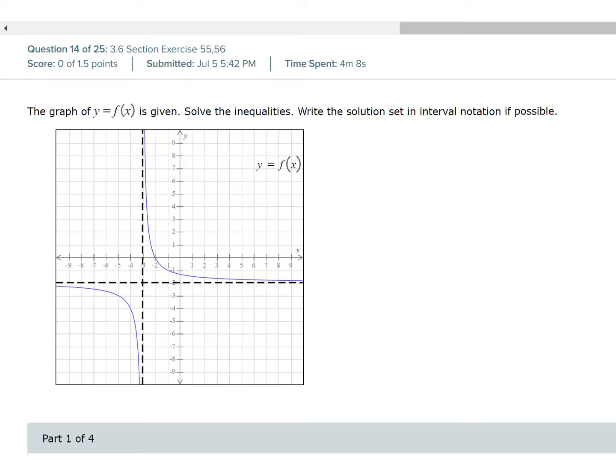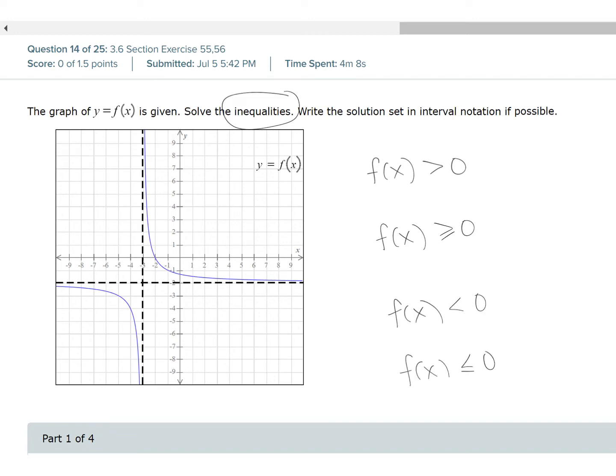All right, for this it says to solve the inequalities, but I don't see those parts, so I'm not sure what inequalities it does want. But normally it will say something like f of x is greater than 0, or f of x is greater than or equal to 0, or the other way, f of x is less than 0, f of x is less than or equal to 0. So the easiest way to do that is to look at our graph here.